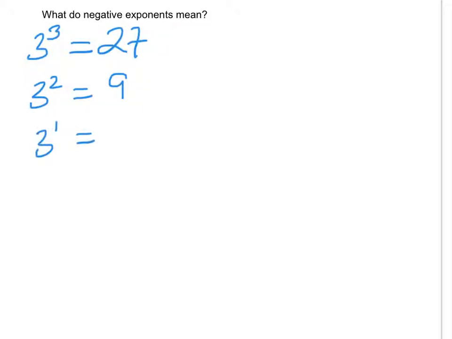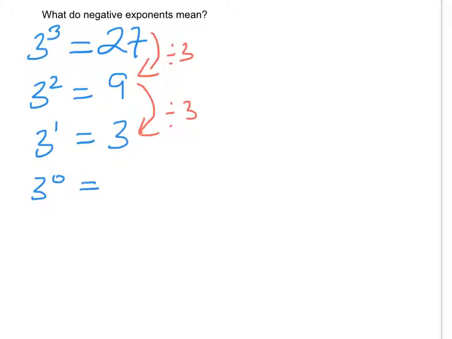We're just going to create a pattern here. It's going to be a little bit repetitive, but I hope it serves a purpose, right? So you know, if you have 3 cubed, that's 3 times 3 times 3, which is 27, okay? If you have 3 squared, it's 3 times 3, which is 9. And if you have 3 to the power of 1, it's just 3. Right, so you can see that as you come down a step, we divide by 3.